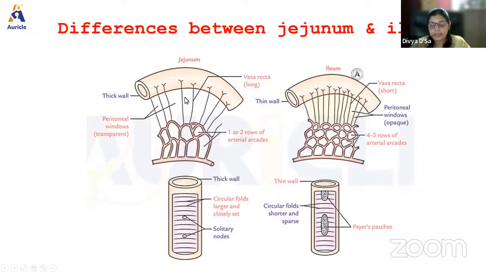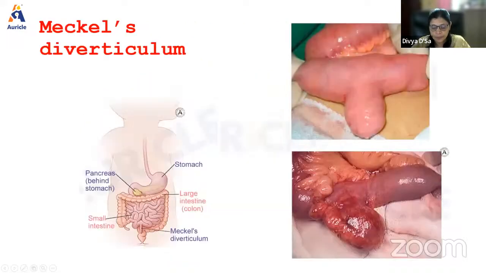Then in the mesentery, there is also the amount of fat. When we spread that mesentery and look, in the jejunum there is less fat between the vasa recti. The peritoneum of the mesentery will be present, the fat will be less, and it will look transparent. Whereas in the ileum the fat will be more and it looks opaque. Those windows between two vasa recti are called the peritoneal windows. So in the jejunum the peritoneal windows are transparent, and in the ileum they are opaque. These are the differences you should know between the jejunum and ileum.